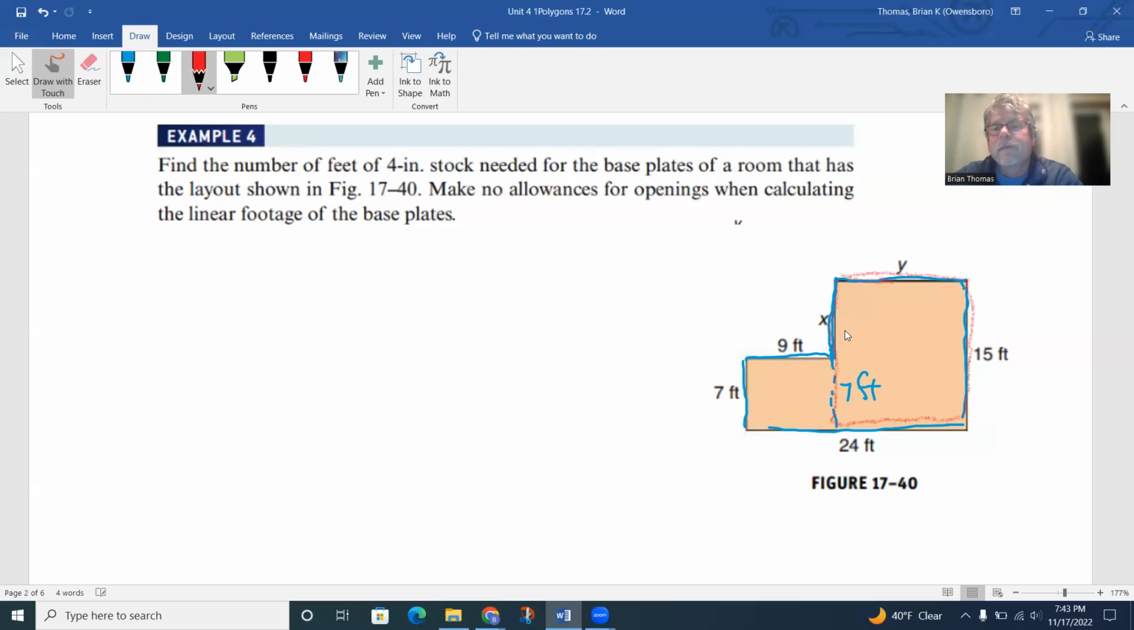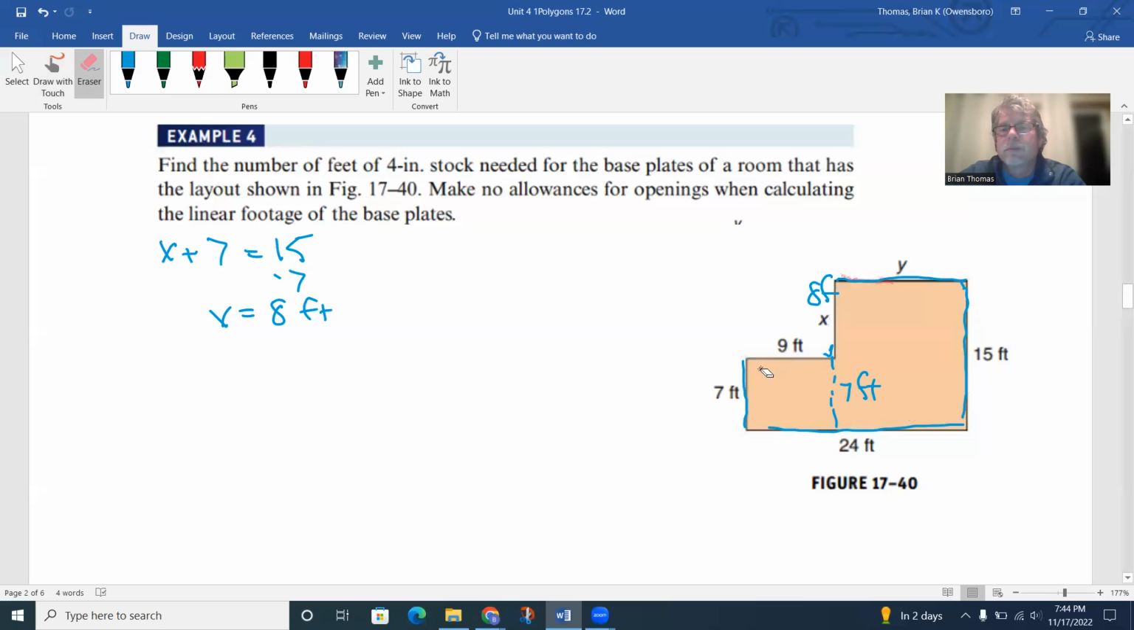So notice that, if this side over is 15, we know this side's got to be 15 too. So what we're picking up on is then, we have X plus 7 has to equal that same thing as 15. So if we subtract 7 on both sides, we'd end up with X equals then 8 feet. So this missing dimension would be 8 feet. So let me get my eraser out here. We found one of those missing dimensions.